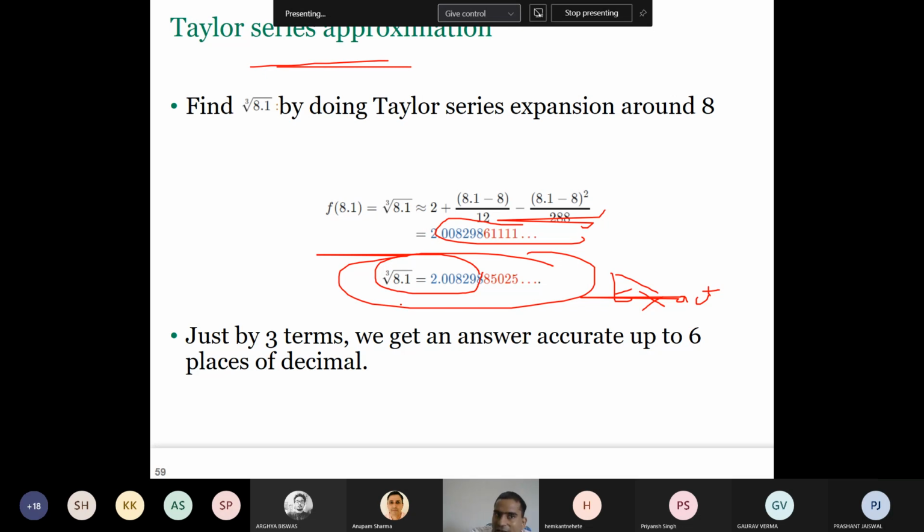By definition, Taylor series uses the idea of approximation: the more your budget is, you can go on increasing more terms, and you will get more accuracy. But the question is, do you really need that much accuracy?